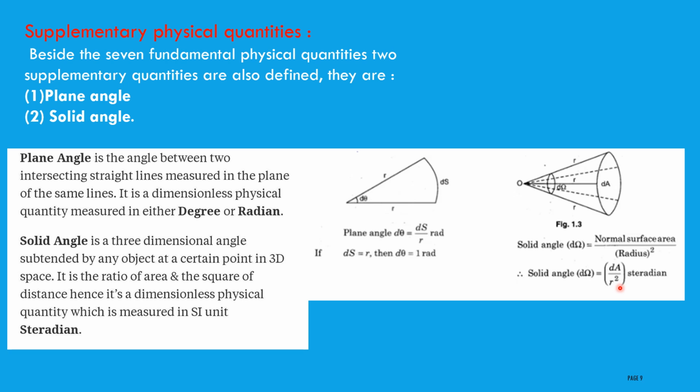The SI unit of solid angle is steradian. You have to remember that the short form of steradian is sr. These are the 2 important supplementary physical quantities. These are the basic fundamental physical quantities.